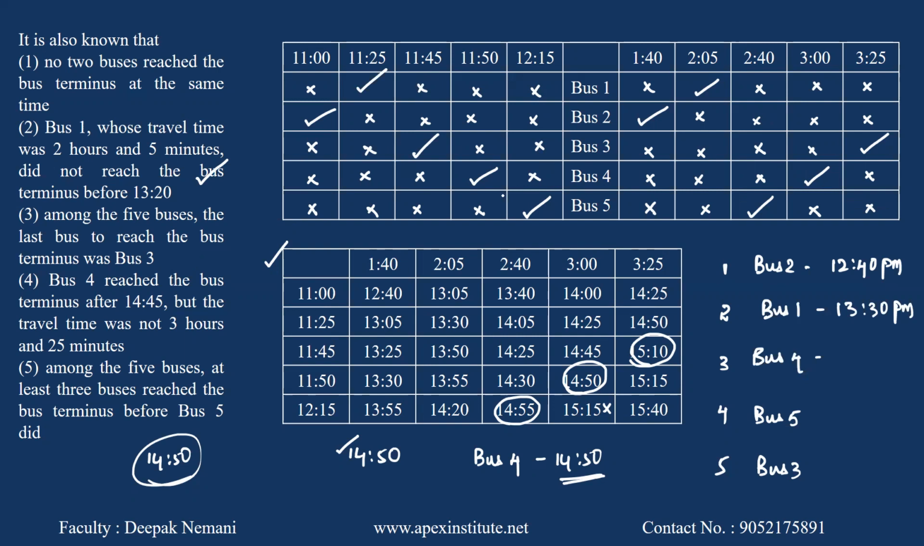Bus 4. Travel time is 3 hours and 11:50. So 14:50 p.m. Sorry, 14:50. This is not right. Now bus 5. Bus 5 starting at 12:15 and traveling for 2 hours 40 minutes. So 14:55 hours, and bus 3 at 15:10 hours. And this completes the set.